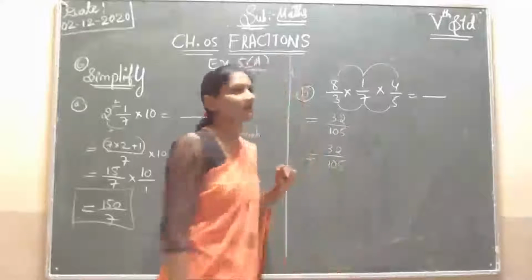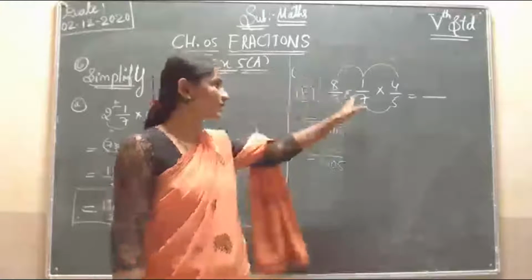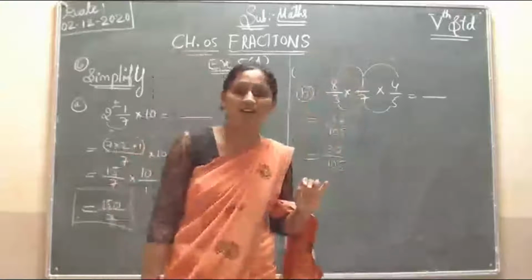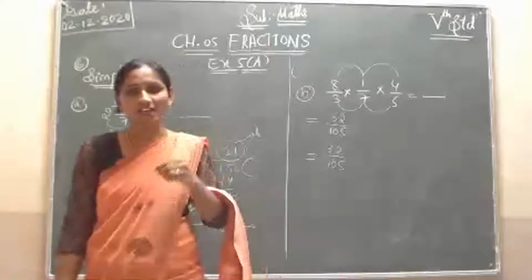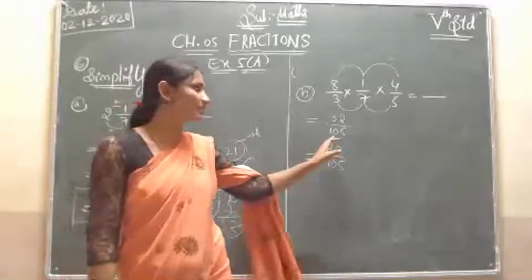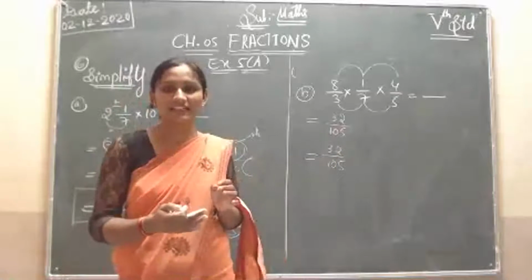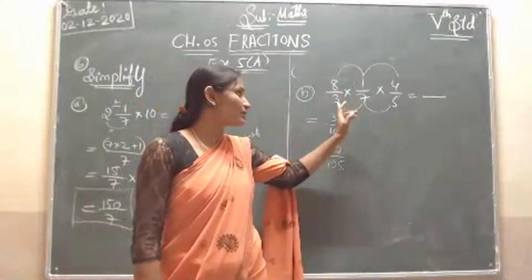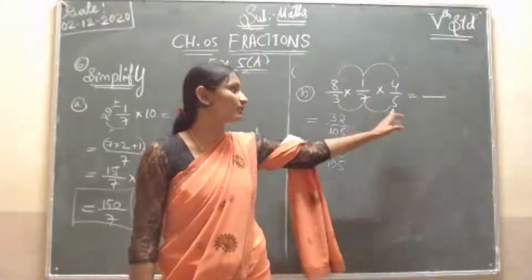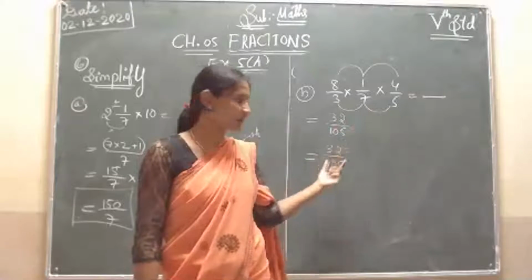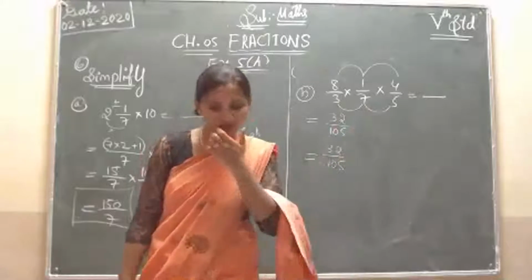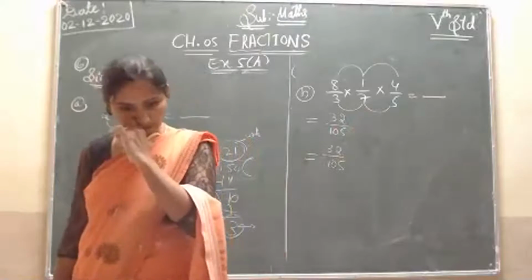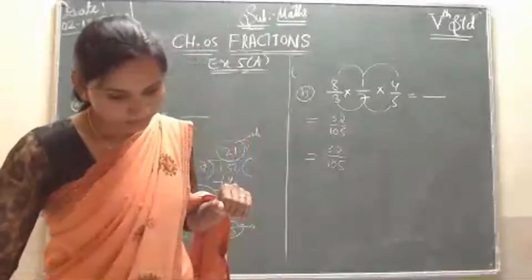So it does not cancel, because one is even and one is odd, and the two numbers do not appear in a common table, so you have to multiply. The secondary method means you take the multiples. 8 ones are 8, 8 fours are 32. 3 sevens are 21, 21 fives are 105. So what is the result? 32 by 105. So this is the simplified result, students. Okay. So next question.